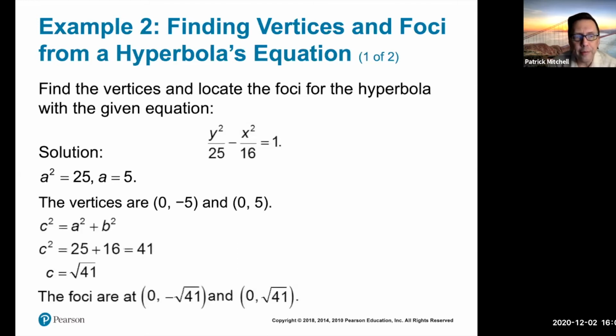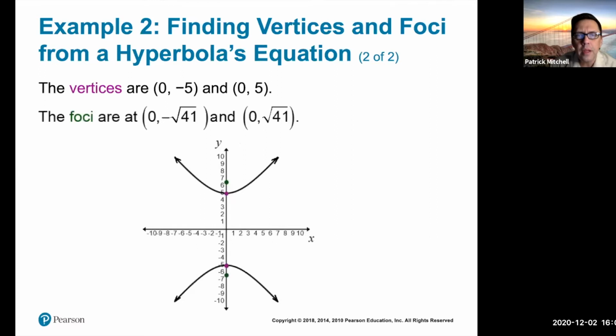But just like before, when you go to find the value of c to find the foci, c will again come out to be the square root of 41. But of course, since the vertices are on the y-axis, the foci are also on the y-axis at (0, negative square root of 41) and (0, square root of 41). And there's the graph of that hyperbola.